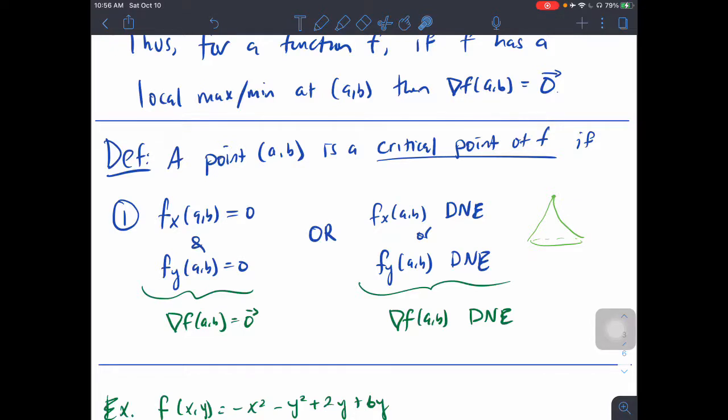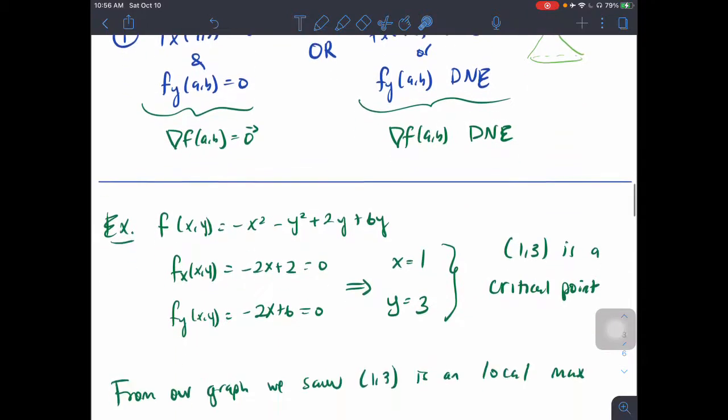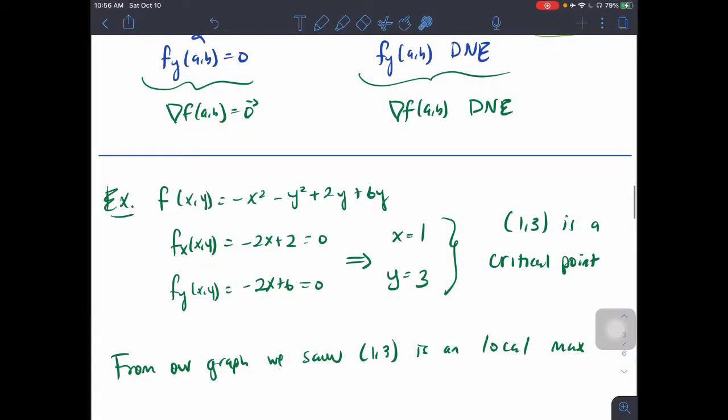Okay, so finding out points where your gradient is the zero vector or where your gradient is undefined will give us possible points (a, b) where we might have a local max or a local minimum. So let's take a look at the first example that we looked at, that was a paraboloid. So we had this function here, and remember we found the partial with respect to x and the partial with respect to y. That was these guys. And we want to see when they're equal to 0, right?